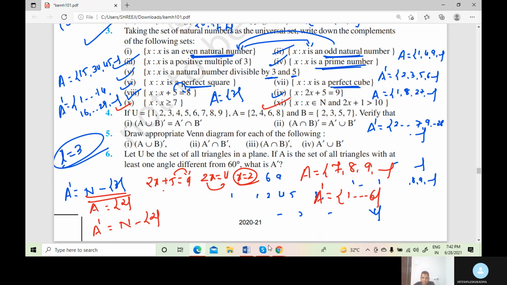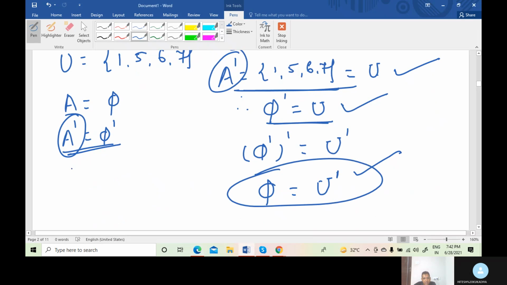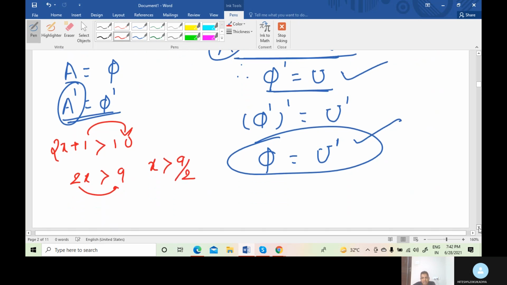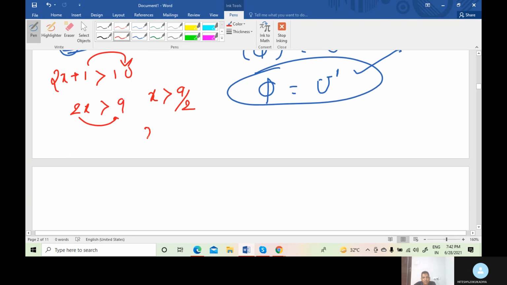We write in the notebook: 2x plus 1 greater than or equal to 10. First we simplify. So 2x is greater than or equal to 9. Now dividing by 2, x is greater than or equal to 9 by 2. So here our set A is x greater than 4.5. Here we draw the number line, students. 4.5 is here.